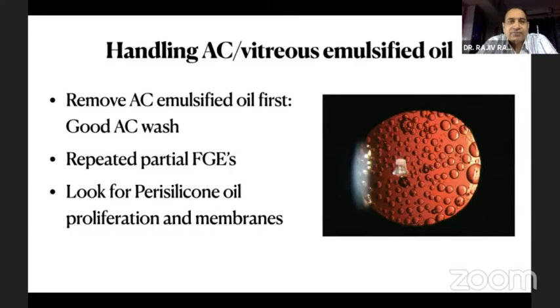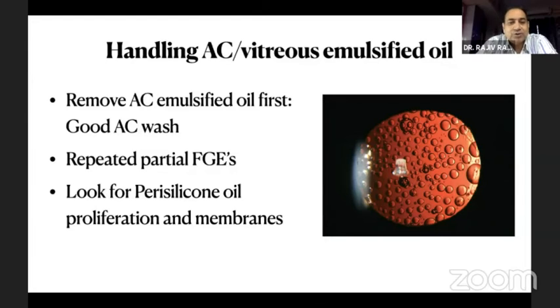Again, a challenge of the first step is handling the anterior chamber emulsified oil, or sometimes even the vitreous emulsified oil. So in the anterior chamber, always remove this AC emulsified oil first, do a good AC wash. Regarding the vitreous emulsified oil, you may tend to do repeated partial FGEs. That will help to remove the emulsified oil to some extent. But even after doing multiple FGEs, sometimes you may have some emulsified oil remaining.